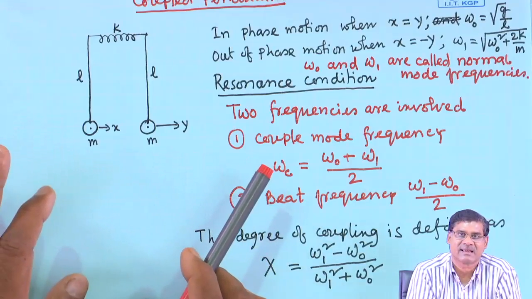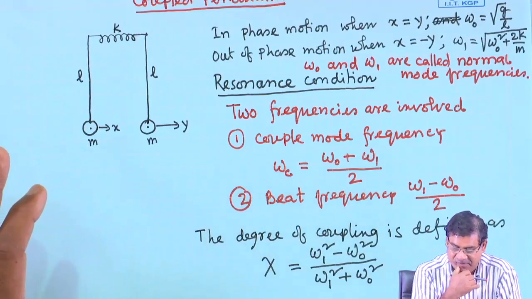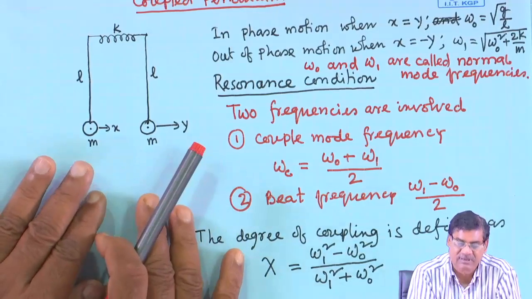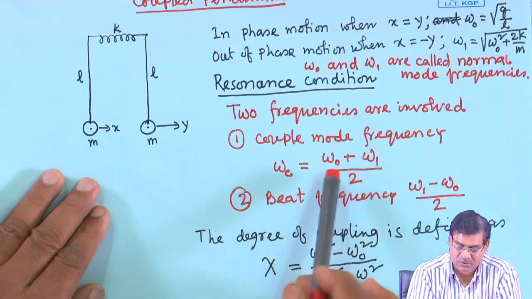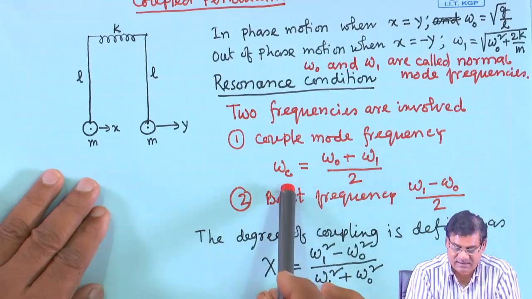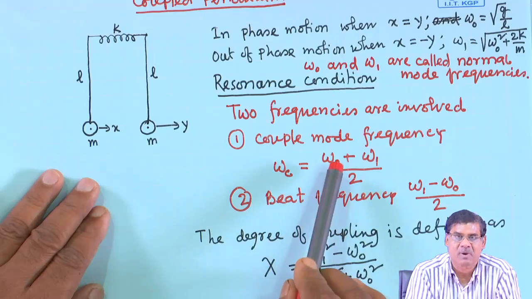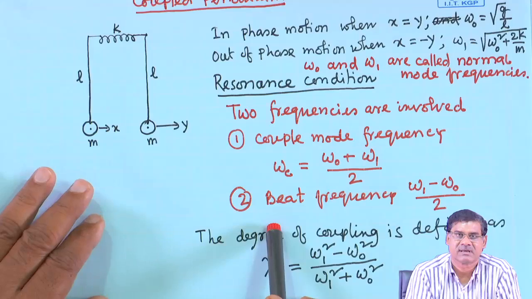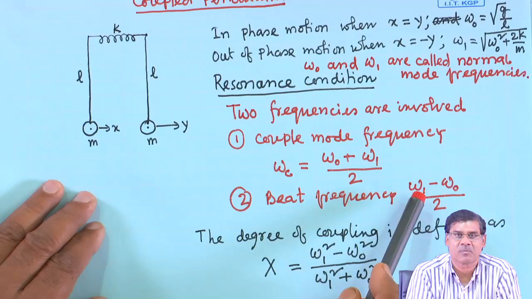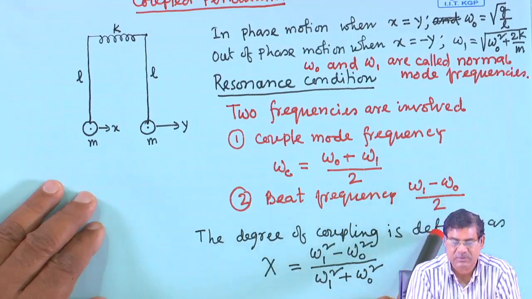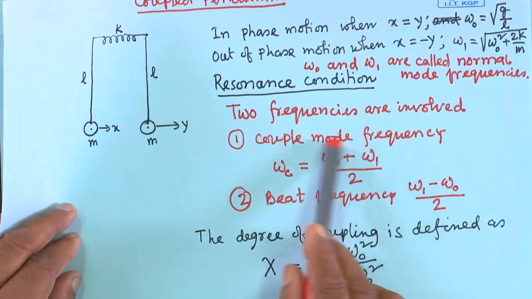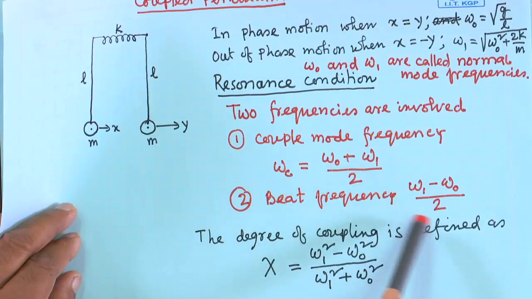That is the coupled mode. You will see its motion in two frequencies. One is called the coupled mode frequency, that is omega c equal to omega 0 plus omega 1 by 2. Another frequency you will see is the beat frequency, that is omega 1 minus omega 0 by 2. This one is the higher frequency, and this is the lower frequency, called the beat frequency.